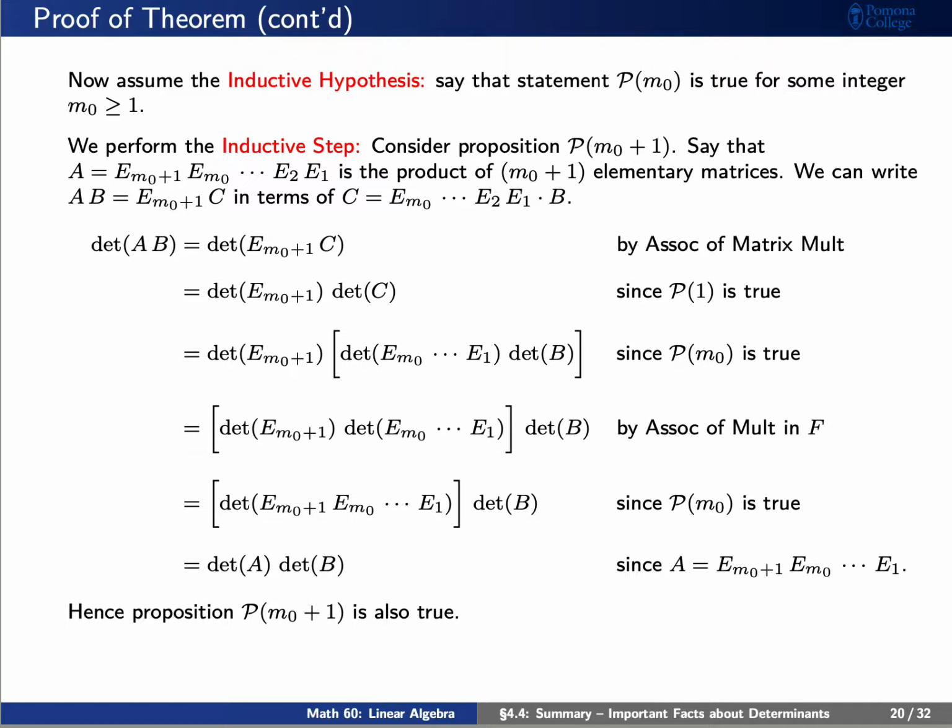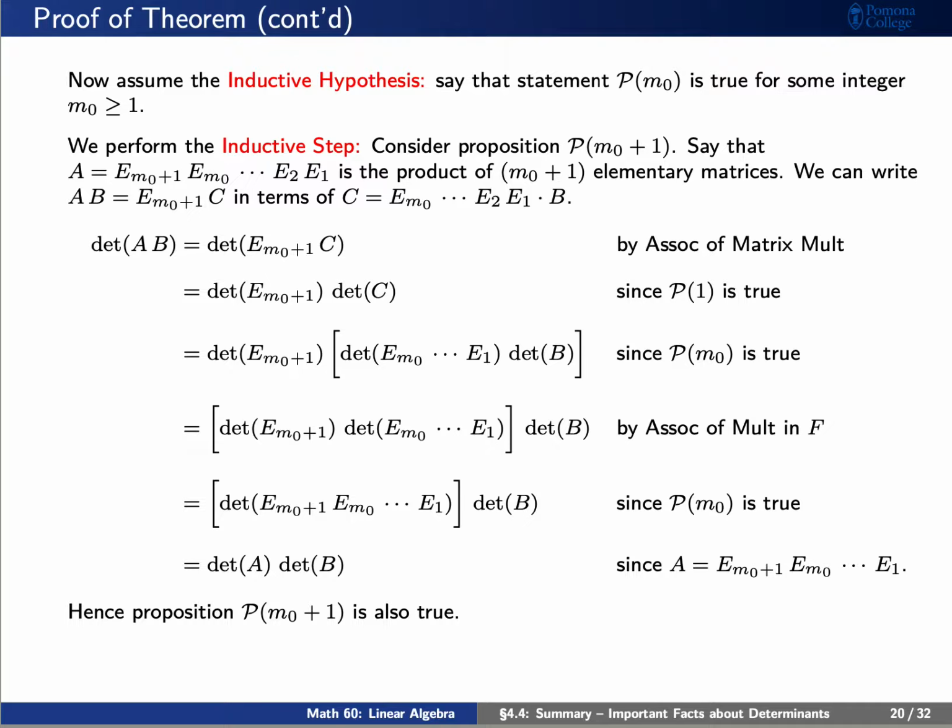Then the determinant of A times B is the determinant of e m0 plus 1 times the determinant of C, because we just proved that the base case P of 1 is true. Now, the determinant of C we can express as the determinant of e m0 dot dot dot e1 times the determinant of B, because we assume that our inductive hypothesis is true.